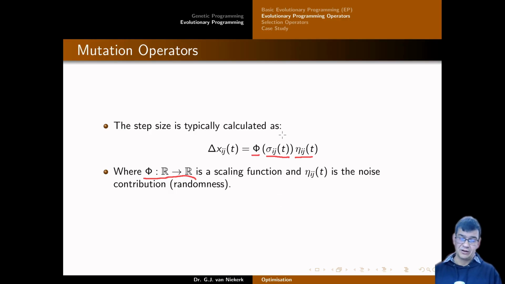Now, of course, we have to have a look at how this gets calculated. Where does this come from? The strategy parameter, and of course, this noise. How many ways can we calculate that noise? And of course, the product of these with the phi function that modifies the strategy parameter is then our step size, which is used in the mutation function to generate new offspring for every parent.